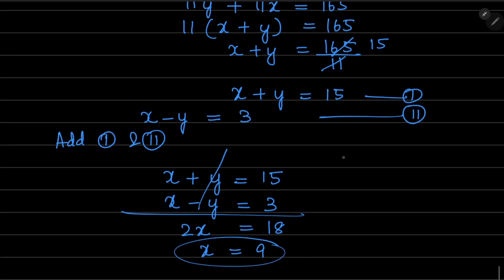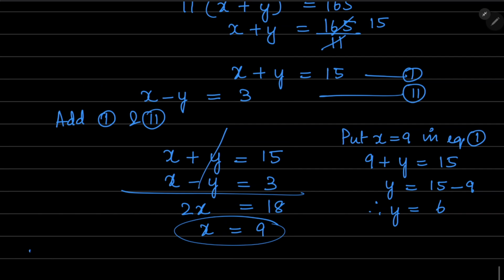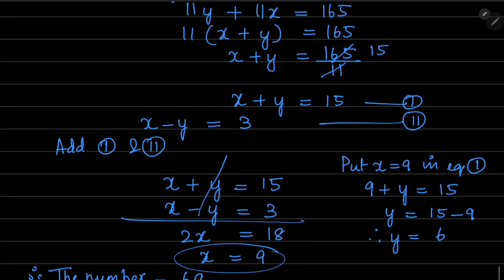Just substitute x equal to 9. Put x equal to 9 in any one of the equations. So in equation 1, what do you get? 9 plus y equal to 15. So y is equal to 15 minus 9. What is 15 minus 9? 6. Therefore, y equal to 6. So what is your number? Therefore, the two-digit number is yx, isn't it? Y is nothing but 6. X is nothing but 9. 69. Right?